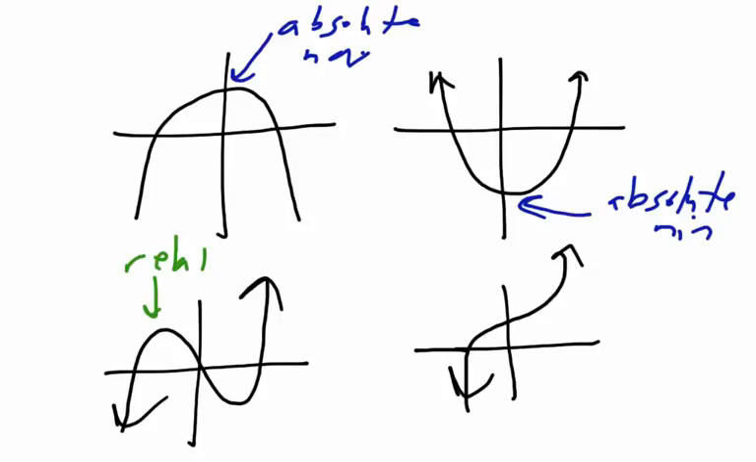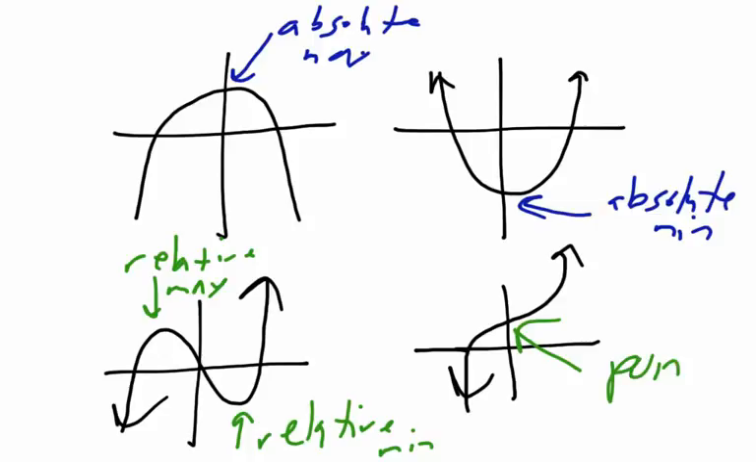In this graph we have a relative max and a relative min. They are the top of a hill and the bottom of a valley. However, they are not the highest or lowest points in the graph. And so in this point here, if you have a critical point that is not a min or max, then it is a point of inflection.